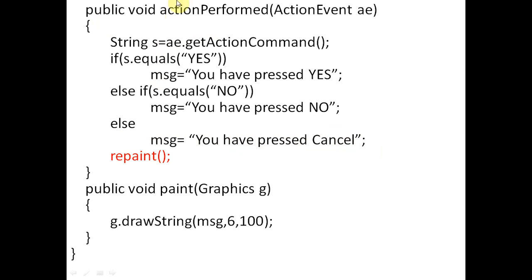And then finally, in public action perform, we have a repaint function, and this repaint function will run the paint function. Always the paint function will be executed by the repaint function. So repaint will execute this paint function, and inside the paint function we are writing a single statement, g dot drawString message. So whatever message we have recorded here, suppose we have pressed yes, then the message will be you have pressed yes. This message will be displayed at the 6, 100 coordinate, so x is 6 and y is 100. At this 6, 100 position, we'll have the message you have pressed yes.